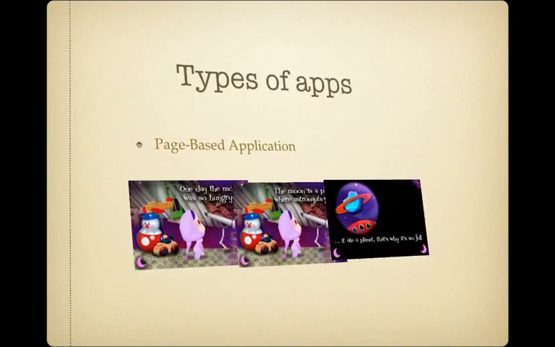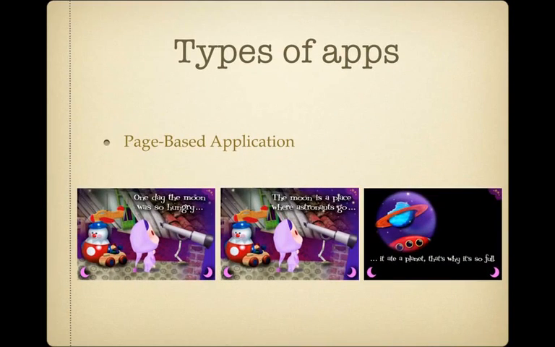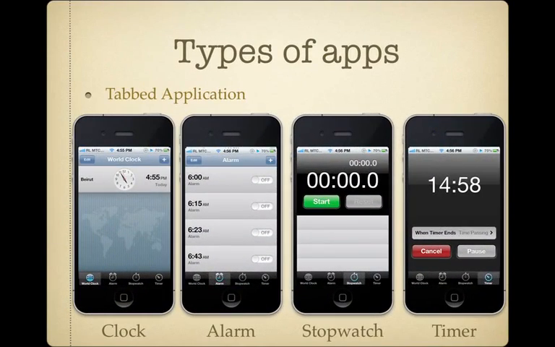Now the third one is most common for books and stories. If you want to make some interactive stories, you can use this page-based application, so you can flip pages within your application. Now let's move to the next one, which is the tabbed application.